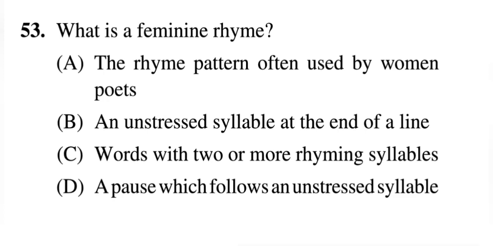Number 53 we have got. It says, what is a feminine rhyme? You must have known about feminist literary theory, their works, and how they have evolved. That thing you have to know, and if you haven't, then go through it. Options are: A, the rhyme pattern often used by women poets; B, an unstressed syllable at the end of a line; C, words with two or more rhyming syllables; D, a pause which follows an unstressed syllable. What is the correct answer? The correct answer is C, that means words with two or more rhyming syllables.